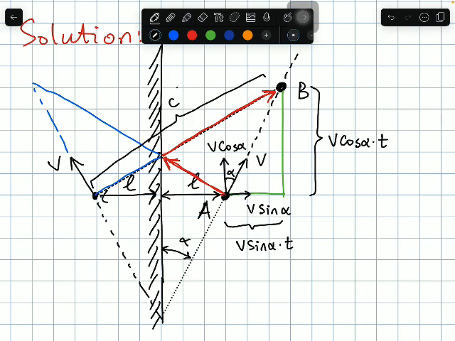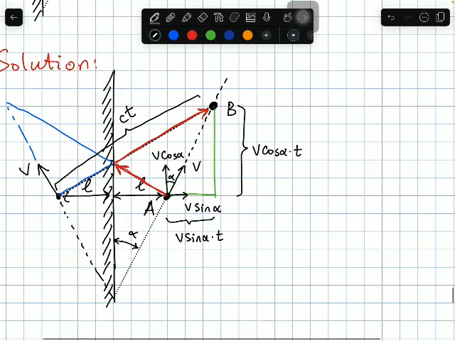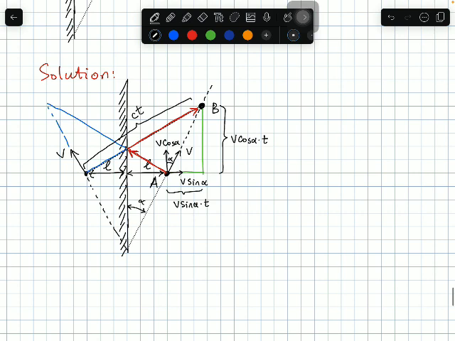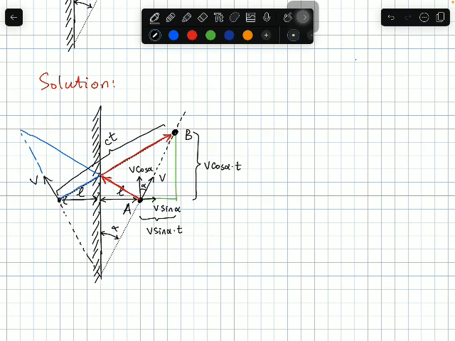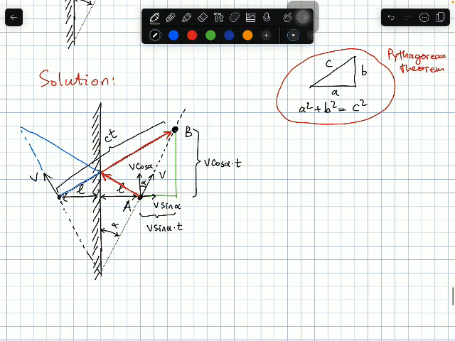is c times t, and from this we can make one very simple equation just by using the Pythagorean theorem. So the equation goes like this. If you remember that if we have this kind of triangle with sides A, B, and C, then A squared plus B squared equals C squared. Don't confuse the C with my c. This is just to remind you about the Pythagorean theorem. It's just a side note.